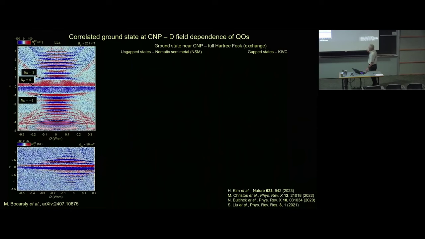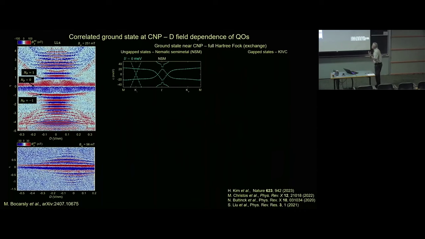And as you know, there are a lot of possible ground states that have been described theoretically at charge neutrality. We can divide them into two possibilities. One is an ungapped state, and we know of only one case, which is the nematic semimetal, as was mentioned by Sid and others, or a gapped state, of which the main one that is studied very intensively is the KIBC. So let's look at the nematic semimetal.